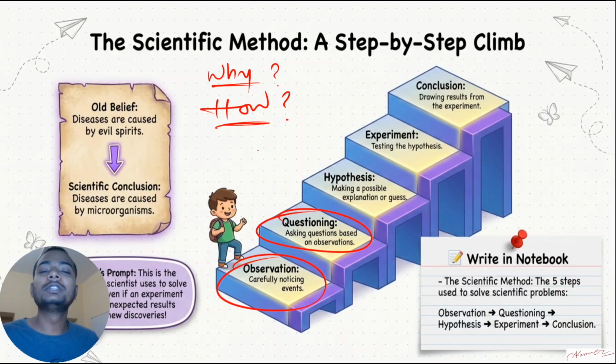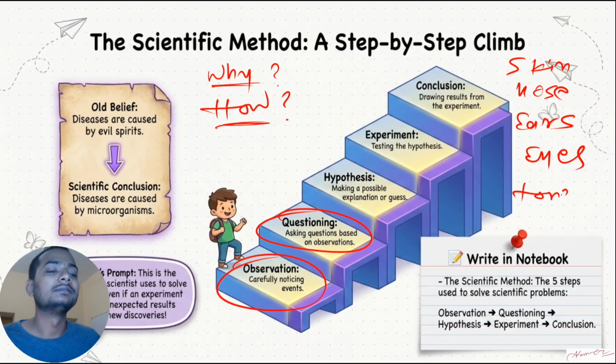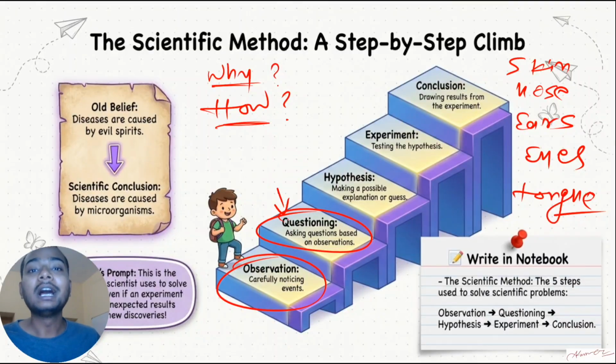When we talk about observations, observation is done by your sense organs. What are our sense organs? Our skin, nose, ears, eyes, and tongue. These are the five sense organs through which we observe something. Clear? Next step is the questioning. Whatever you observe, you try to ask questions like why it is happening and how it is happening. Clear? Now, the next step is the hypothesis.